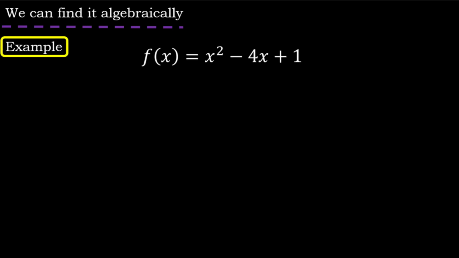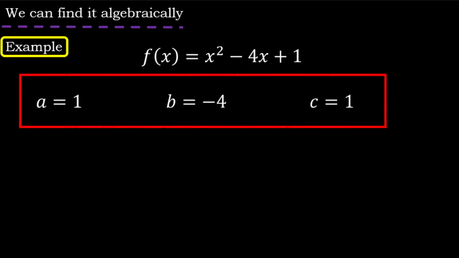For example, if we have f of x equals x squared minus 4x plus 1. Now the first step, find a, b and c. A is the coefficient of x squared, it will be 1. B is negative 4 and c equals 1. Now we have a, b and c: 1, negative 4 and 1.